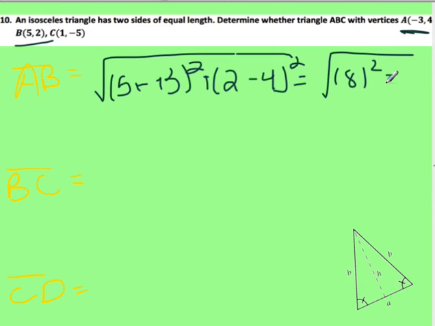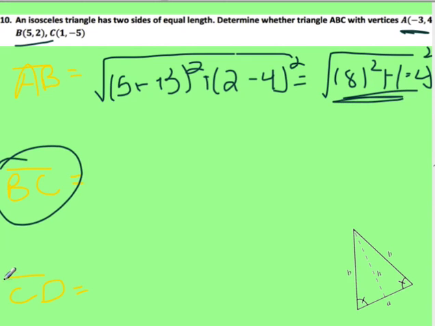I want you to go ahead and finish solving these out on your own. Sorry, I kind of ran out of time. So see if you can finish AB, and see what BC and CD are equal to. So finish this out and then calculate each of those.